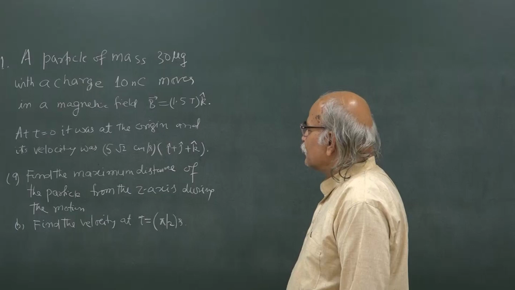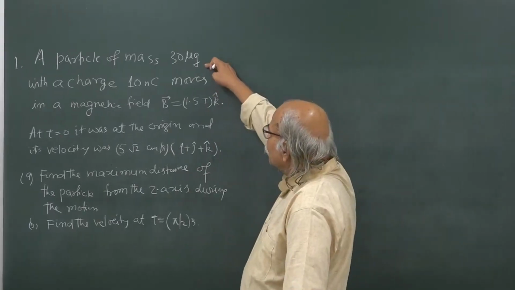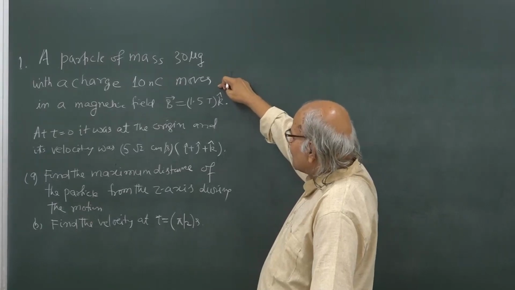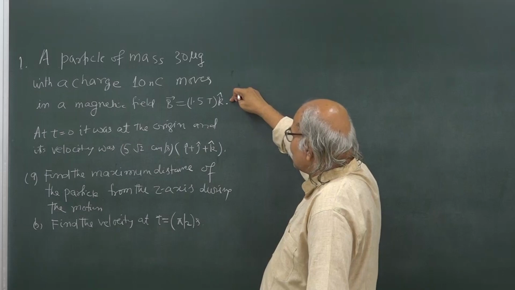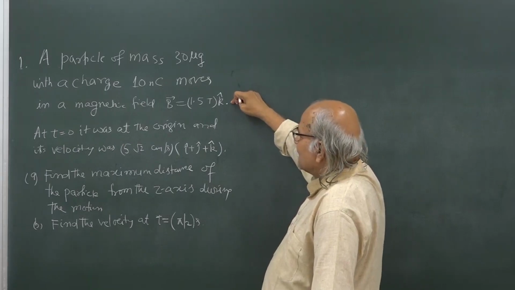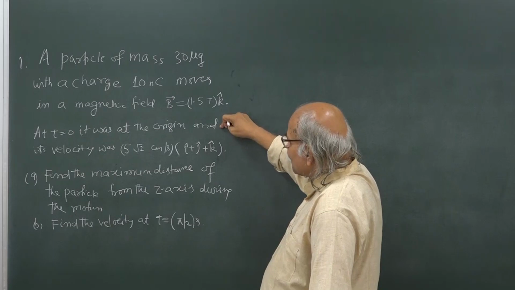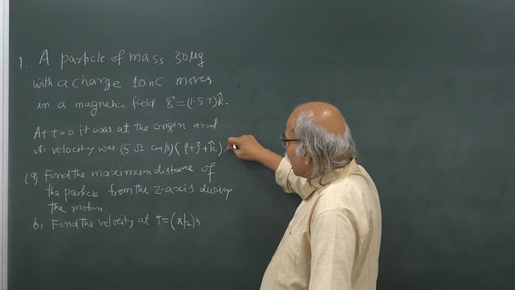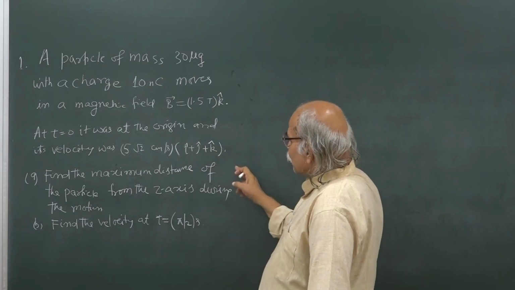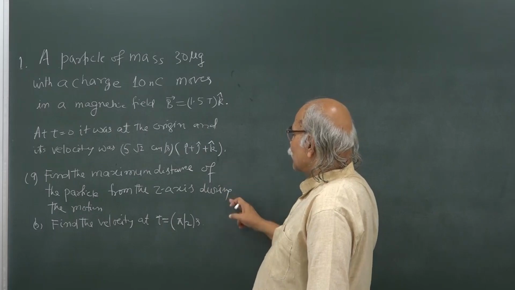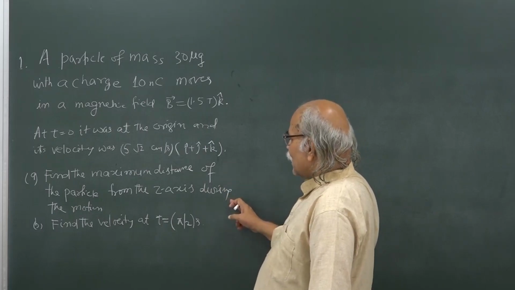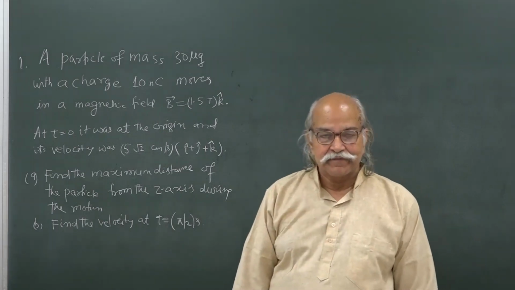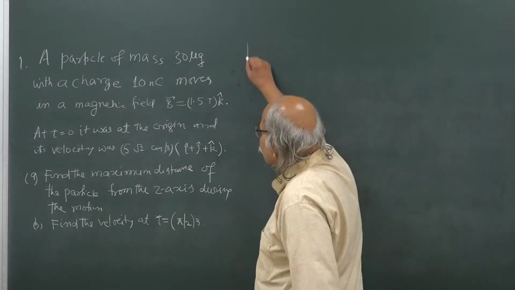So, our first question is this: a particle of mass 30 microgram with a charge 10 nano coulomb moves in a magnetic field B equal to 1.5 Tesla in k cap direction. At t equal to 0 it was at the origin and its velocity was 5 root 2 centimeter per second (i cap plus j cap plus k cap). Then the question is, find the maximum distance of the particle from the z axis during the motion and find the velocity at t equal to pi by 2 seconds. So, let us see what it is.